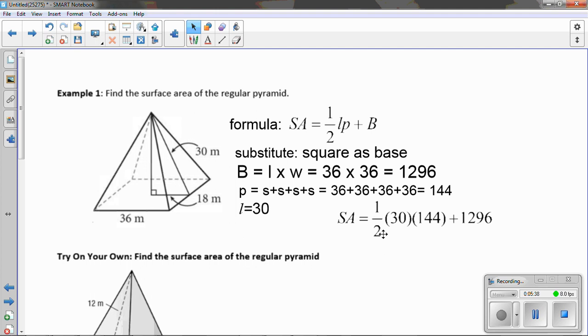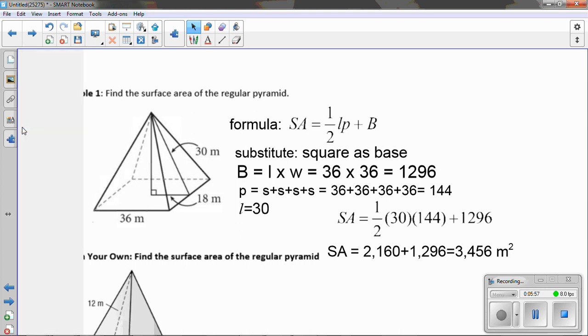If you want to put 0.5 instead of the fraction, that's totally fine. It means the same thing. So you get 2,160 plus the 1,296, and you get the surface area is 3,456 meters squared. So much fun.